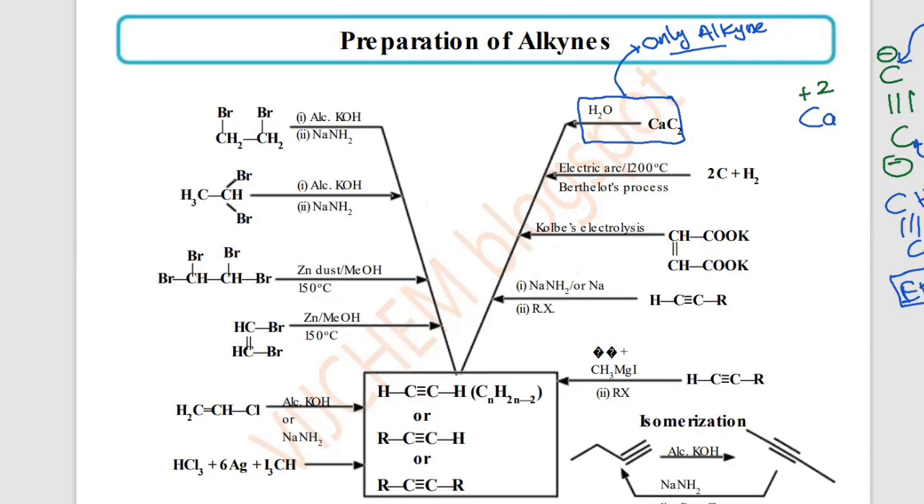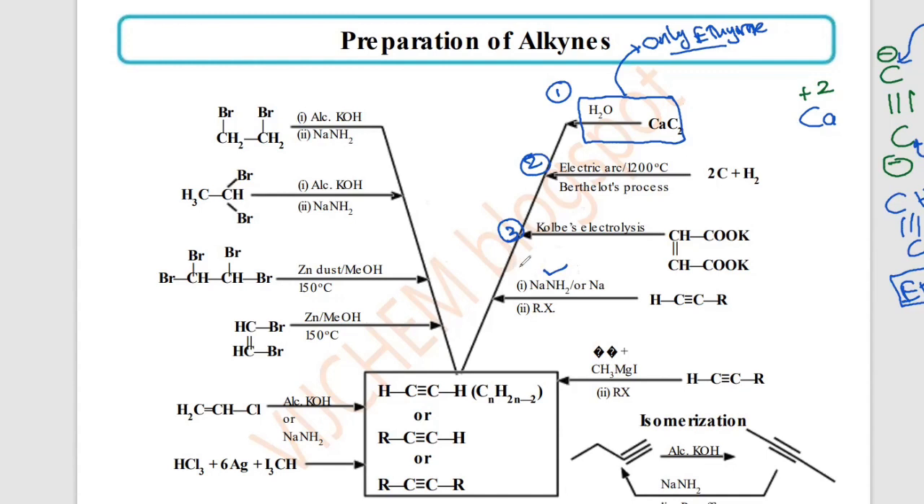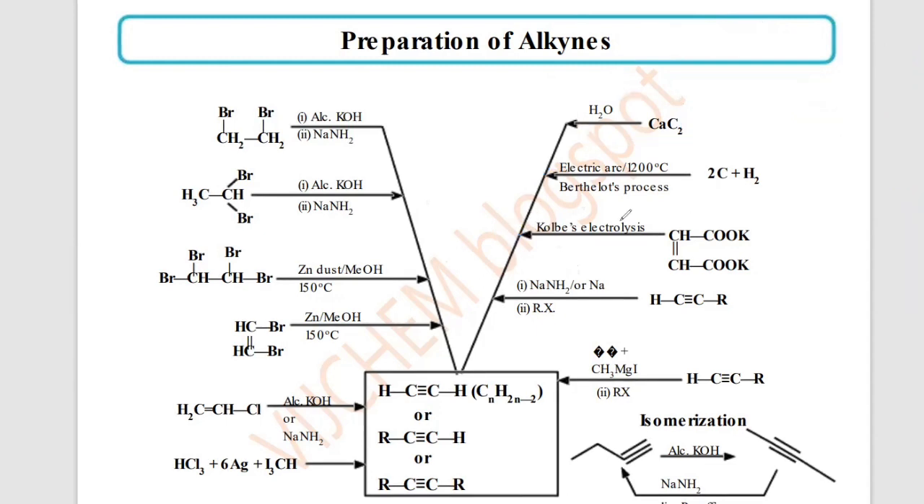But this method is applicable only for ethyne. Sorry, instead of writing alkyne, I should write only ethyne. We cannot use it for any other alkyne. This is the one method which has the limitation. The second method also, ethyne only. The third method also, ethyne only. But we can upgrade to any number for the fourth method. So the ethyne preparation from CaC2 is over.